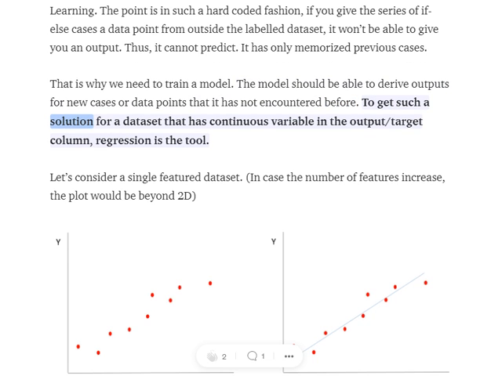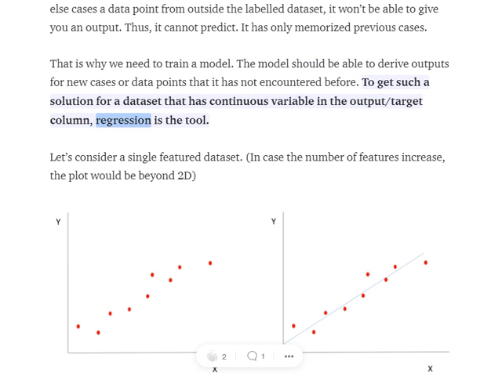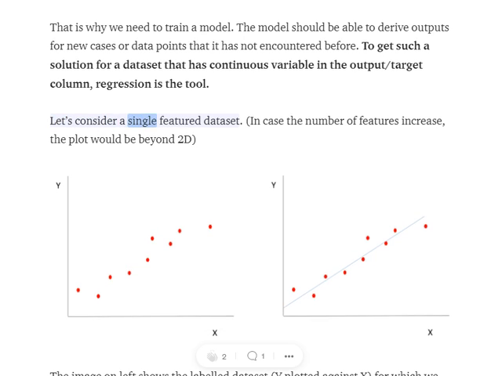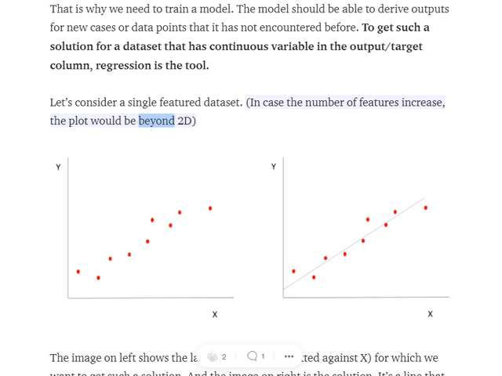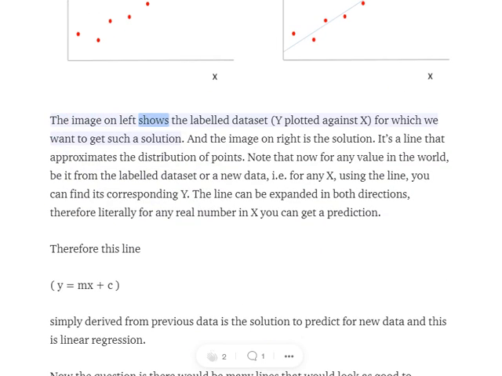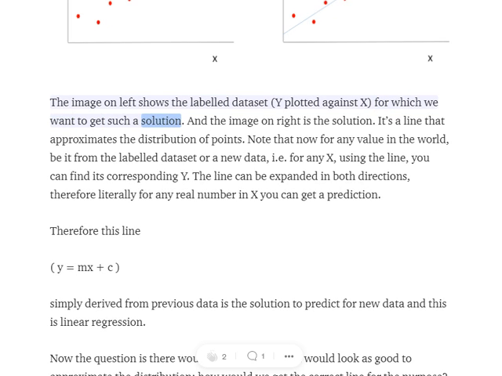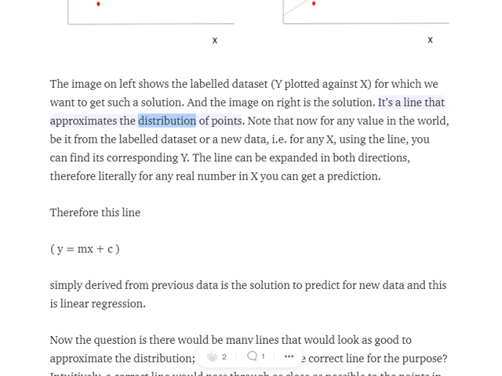To get such a solution for a dataset that has a continuous variable in the output/target column, regression is the tool. Let's consider a single featured dataset. In case the number of features increases, the plot would be beyond 2D. The image on the left shows the labeled dataset, y plotted against x, for which we want to get such a solution. And the image on the right is the solution. It's a line that approximates the distribution of points.